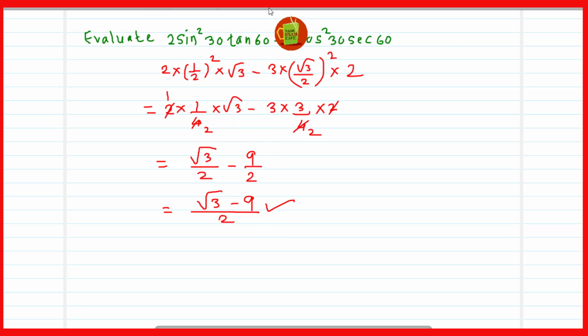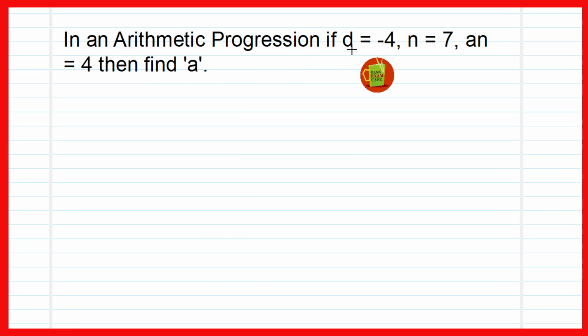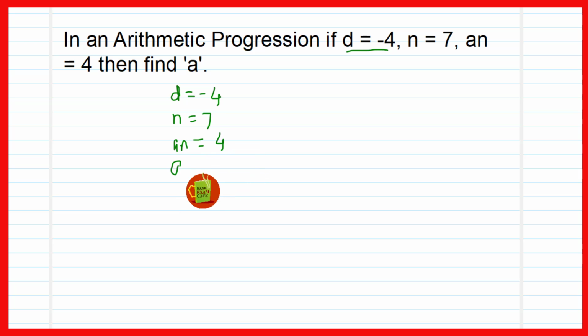Now move to the second question. In an arithmetic progression, if d is equal to minus 4, and n is equal to 7, and it is also given that an is equal to 4, and we have to find a. Very simple question. Here we know that an is equal to a plus n minus 1 into d. So here n is 7, correct? So a7, n is given as 7, and an is what?